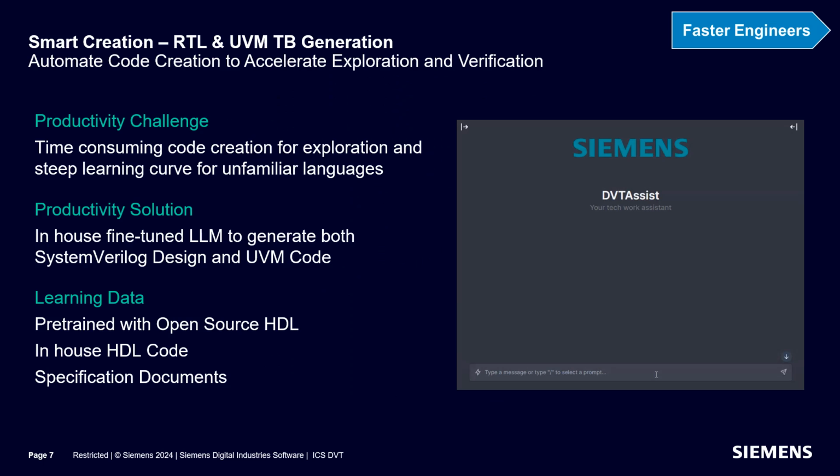The first application of AI ML in smart creation is to leverage the power of large language models for RTL and UVM test bench generation. It's really time consuming to write high quality RTL code for a new design, especially if you have some unfamiliar language or methodology you need to master. Our solution is to leverage the power of a fine-tuned large language model to generate both SystemVerilog designs and UVM code. The learning data comes from open source HDL projects, but also we have some in-house HDL code and some specification documents. The DVT Assist we are showing here is actually already a productivity tool we have in-house.